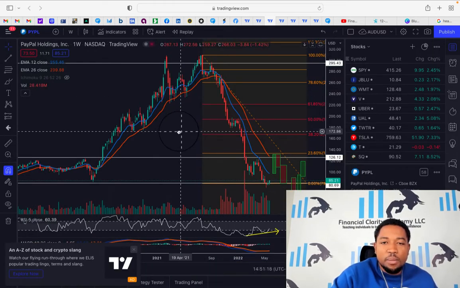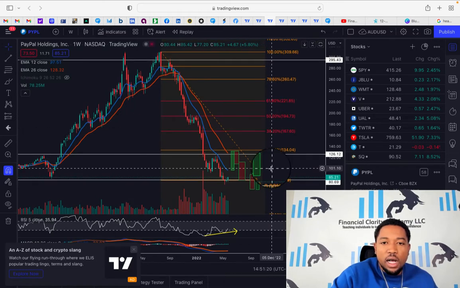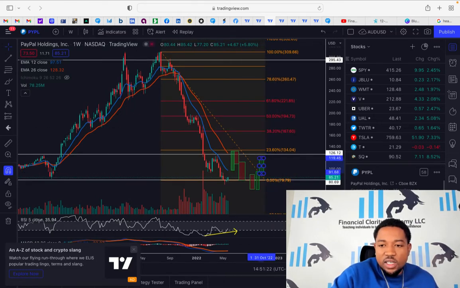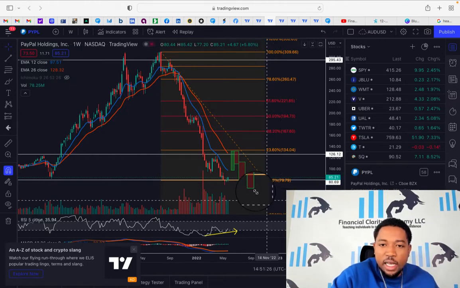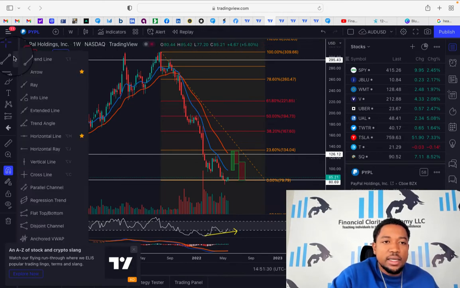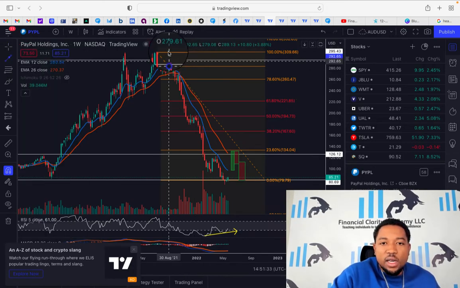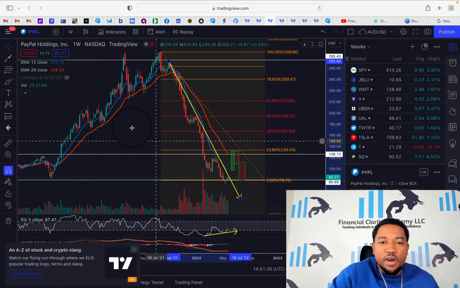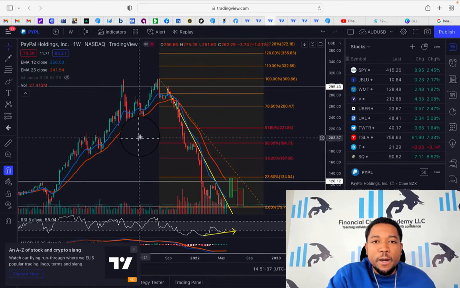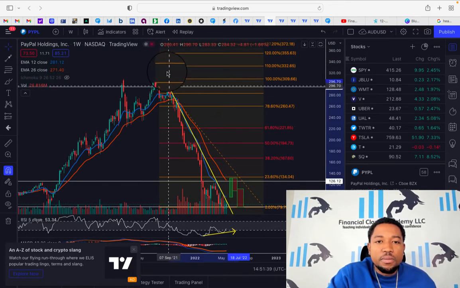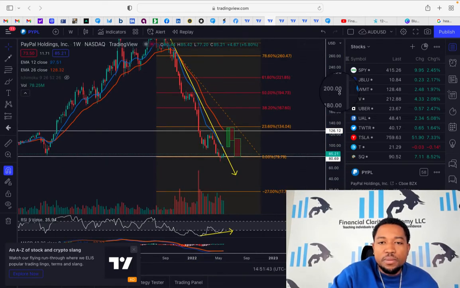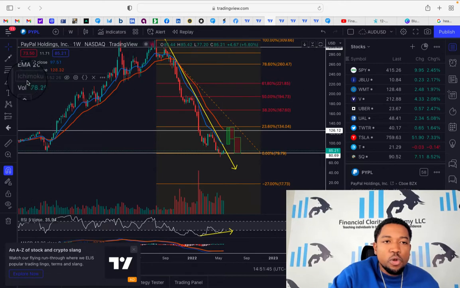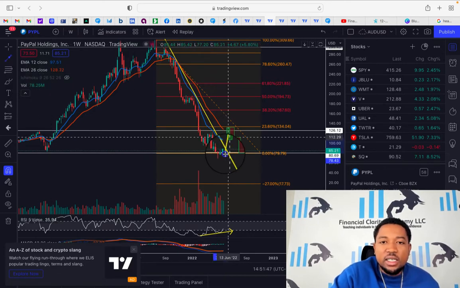So look at this example with PayPal. These are some examples I draw just to show some of the students. But PayPal is the same case. Diagonal resistance drawn right here. For us to get out of this bear trend with PayPal, we would need to break this diagonal resistance back bullish. And the bull break would look something like this.